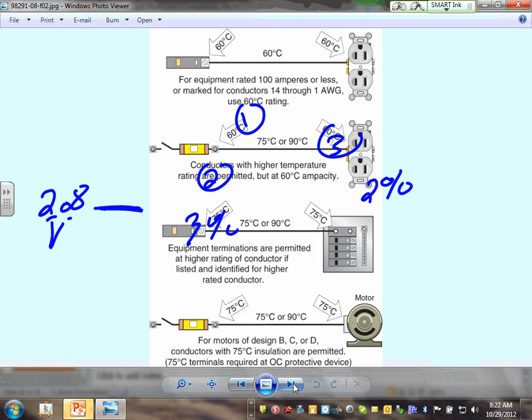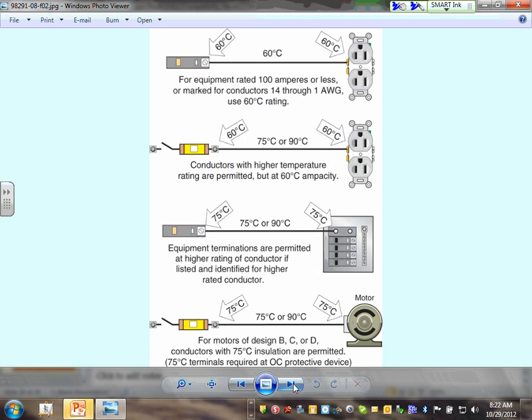This is the rules, guys, for termination. I've never seen it written and drawn better than that. I'm going to go over it one more time. Look at this. If the termination here and here is 60, 60, this is the assumption for 100 amp or less, or number 14 through number 1. Can I have thumbs up, Chad? If you don't know, number 14 through number 1 or 100 amp or less, the assumption is 60, 60 termination unless you know otherwise.